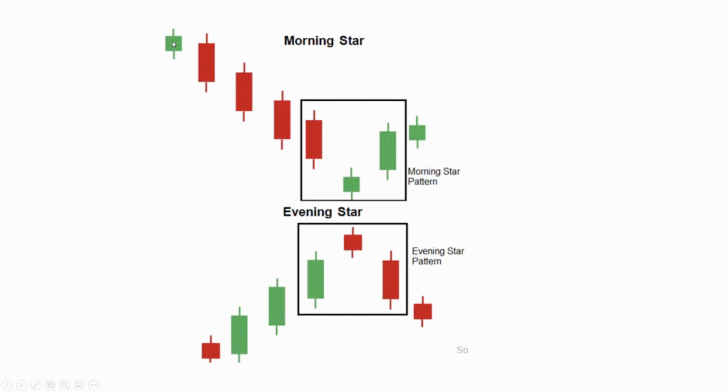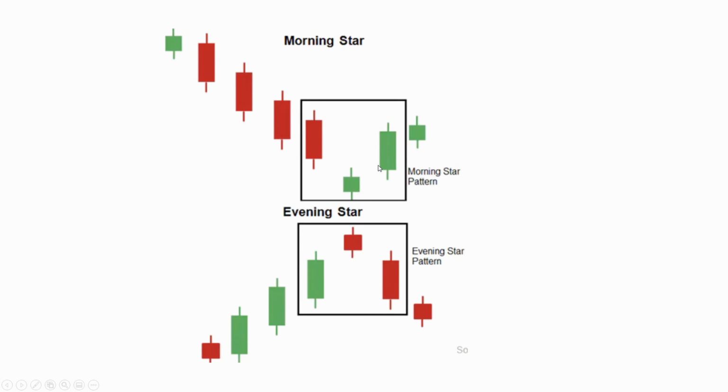So sellers are now in control. So we are going down, down, down. And after that, you have a nice doji. This is not a nice doji, but imagine if it was a doji. You have a nice doji. So like I said, that means indecision. That means that buyers are now thinking about entering the game.